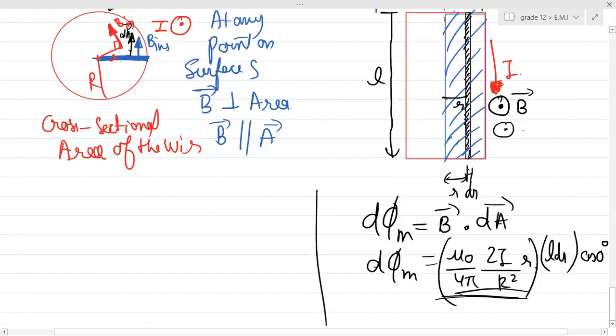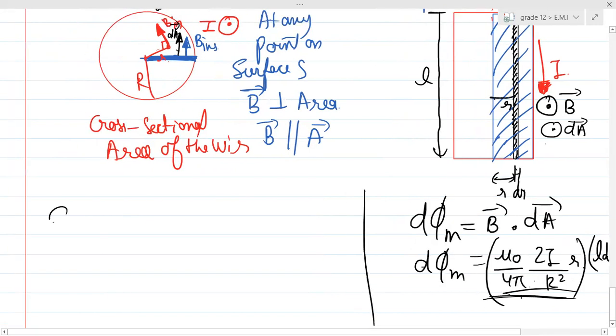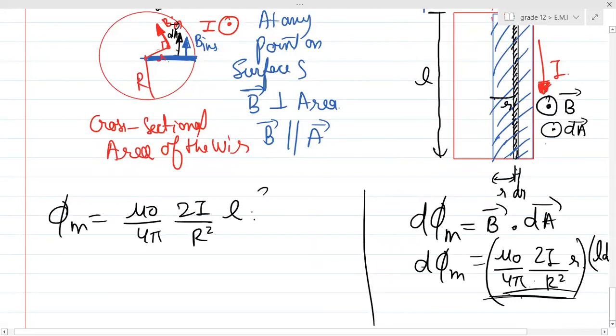So, due to the wire at a distance r, this is the magnetic field inside the wire at a distance small r. Okay, so we assume the small strip area, and hence we are finding out the flux. So the total flux will be mu naught by 4 pi, twice of I by R square, into L, and integration from r to dr.